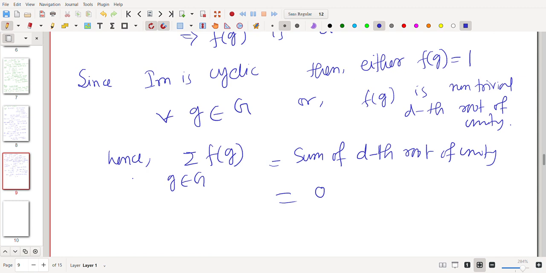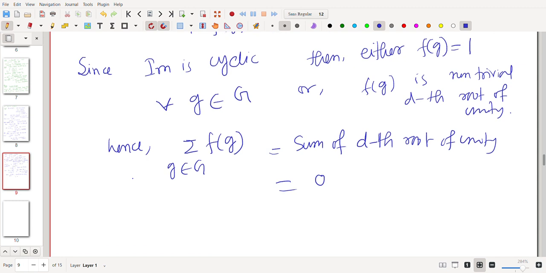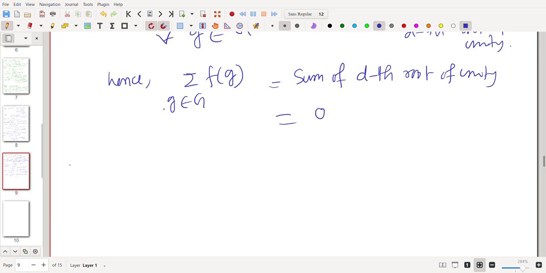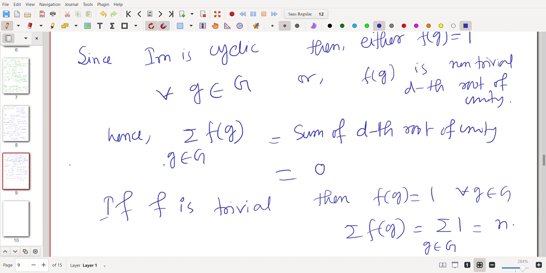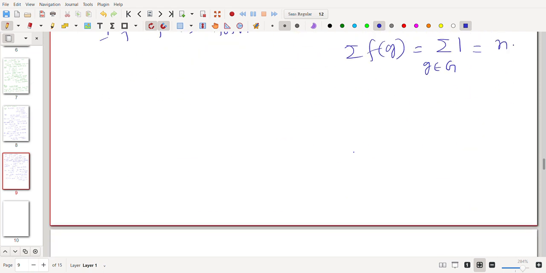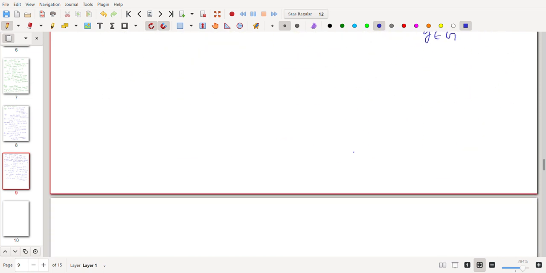That is 0. If there is no non-zero element, if f is trivial, then f(g) equals 1 for all g belonging to G, then the summation of f(g) is the summation of 1 over g belonging to G. That means n, hence either n or 0. Think why the sum of dth roots of unity is 0. Because you can see that x to the power d minus 1 is 0. From here you can conclude the sum of dth roots of unity is 0. Right? Hence we are done.